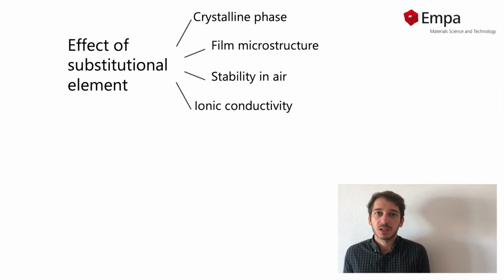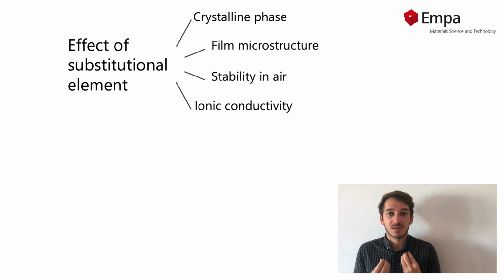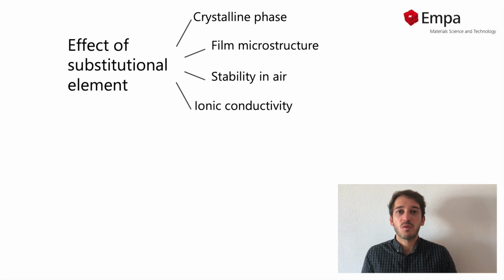Another key parameter in the processing of LLZO thin films is the doping. As is well known, LLZO requires the incorporation of an aliovalent element which stabilizes its cubic conductive phase, for example aluminum or gallium. However, besides the effect of this dopant on the crystallinity, we also observe that it can affect the density of the films, the stability of the films, and ultimately their ionic conductivity.